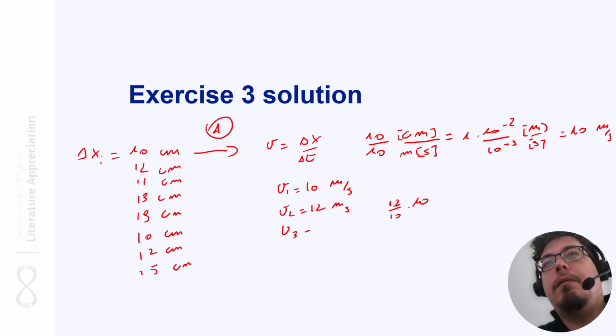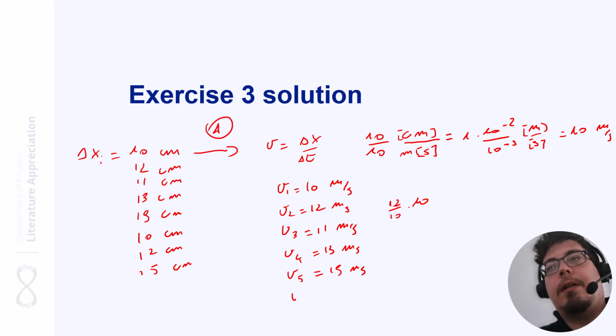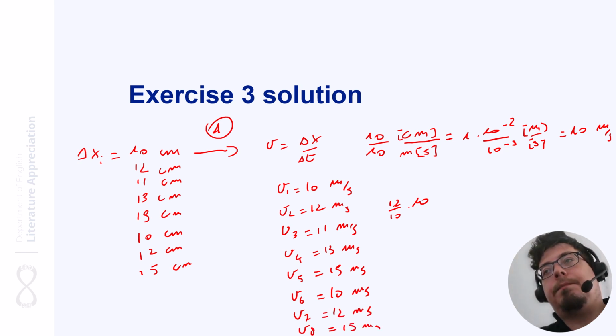So V3 will be 11 meter per second, V4 will be 13 meter per second, V5 will be 19 meter per second, and then V6 will be 10 meter per second, and then 12, and then 15 meter per second.